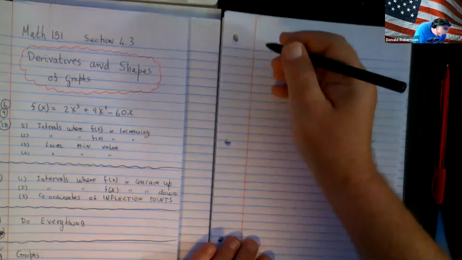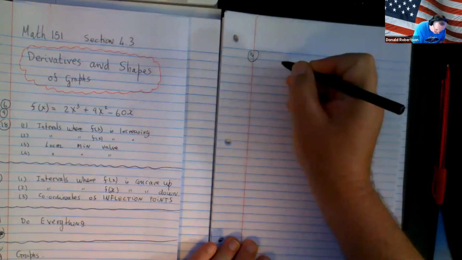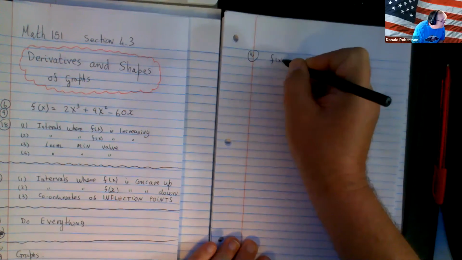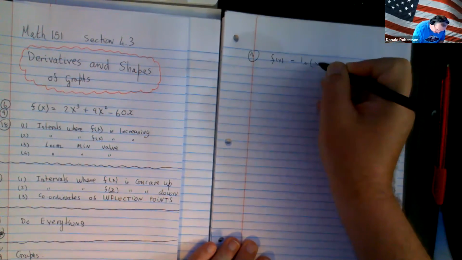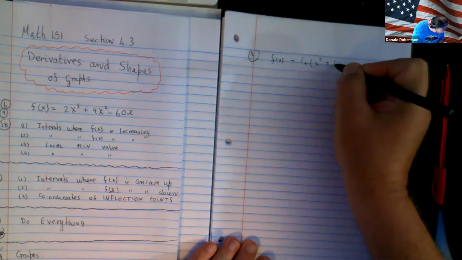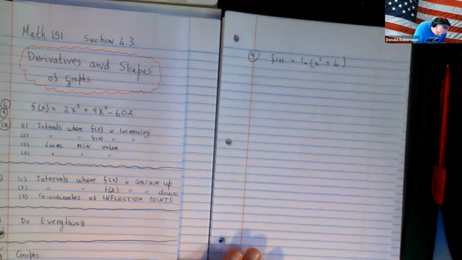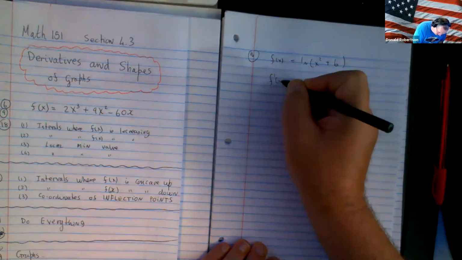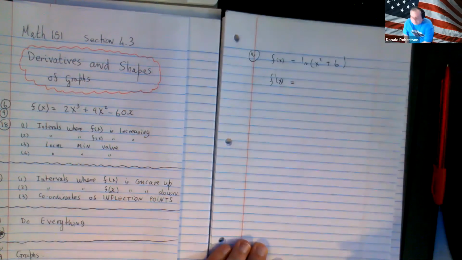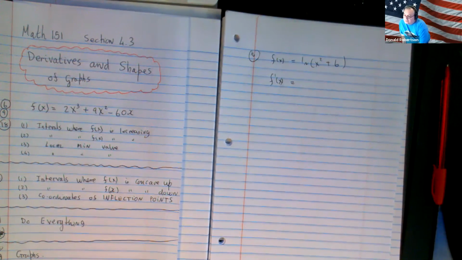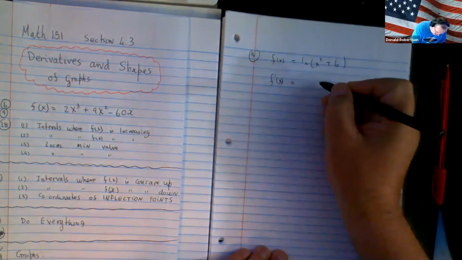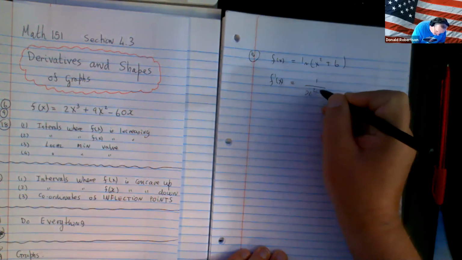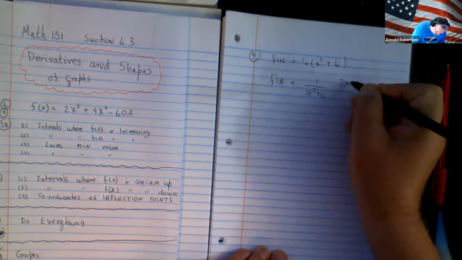Let's do another one where we have a function that's got a log in it. I want to do its derivative. Chain rule? Agreed? Okay. So log of something is 1 over something times the derivative of something.